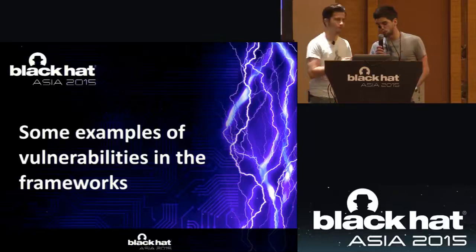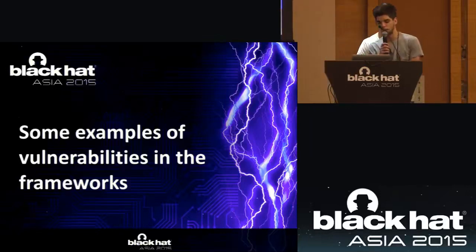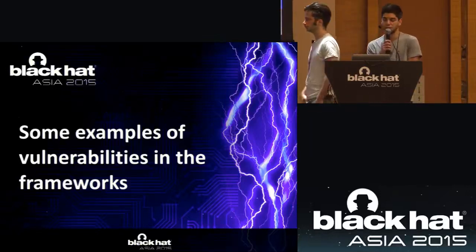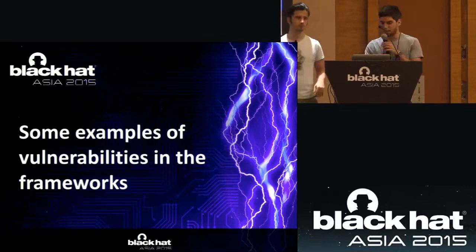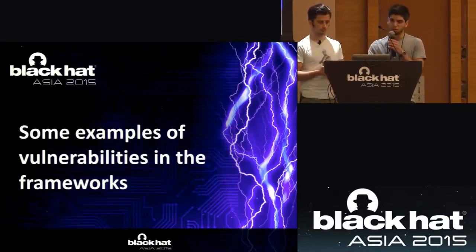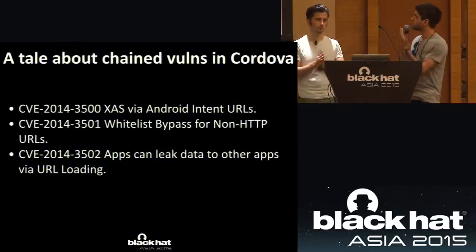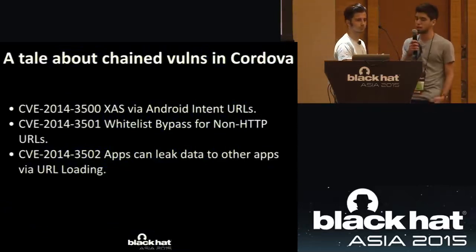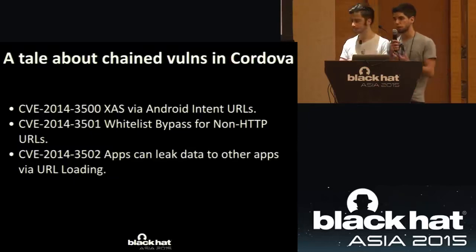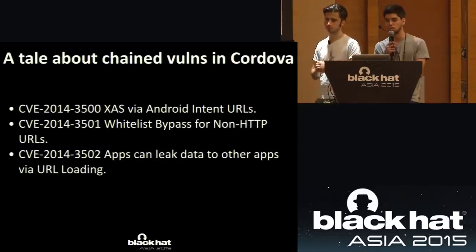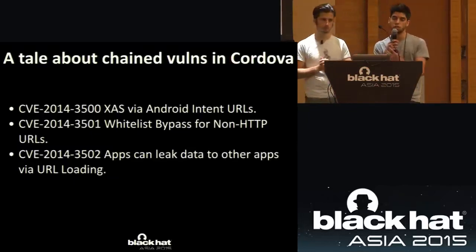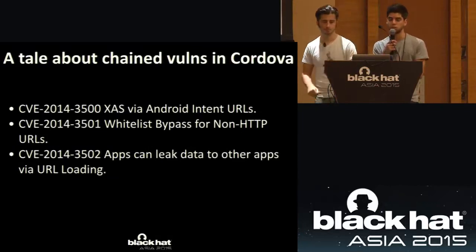So yeah, that one was an attack against Adobe. As you can see, nothing strange coming from them. And now we are going to explain some vulnerabilities in the frameworks found after doing some static analysis. This is a tale about the vulnerabilities in the Cordova framework. This is the one that we explained at the beginning of the presentation, the one about achieving remote code execution.